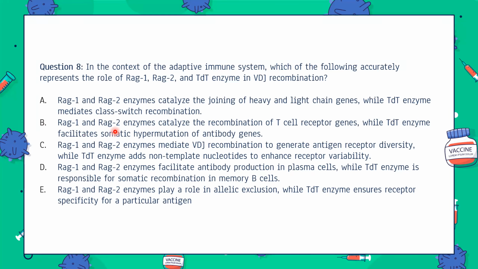B says that RAG1 and RAG2 enzymes catalyze the recombination of T-cell receptor genes. Does it do that for T-cell receptor genes? Or are we talking about antibodies on B cells this entire time? All right. And it says that the TDT enzyme facilitates somatic hypermutation of antibody genes. Is that correct? That's a big no. Why is it a big no?